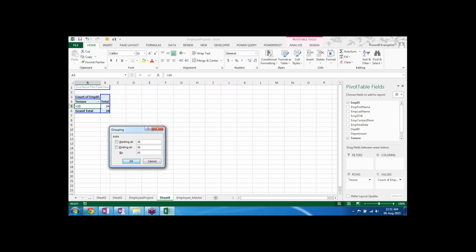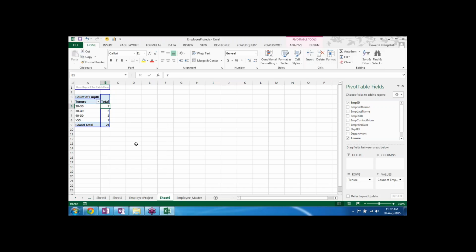So the moment I say okay, look at this. 20 to 30 months, 7 people have that tenure between 20 to 30 months. Then 30 to 40 months, 40 to 50 months, and there are 7 people who have tenure of greater than 50 months. So this is how instantly you can bucketize your data.